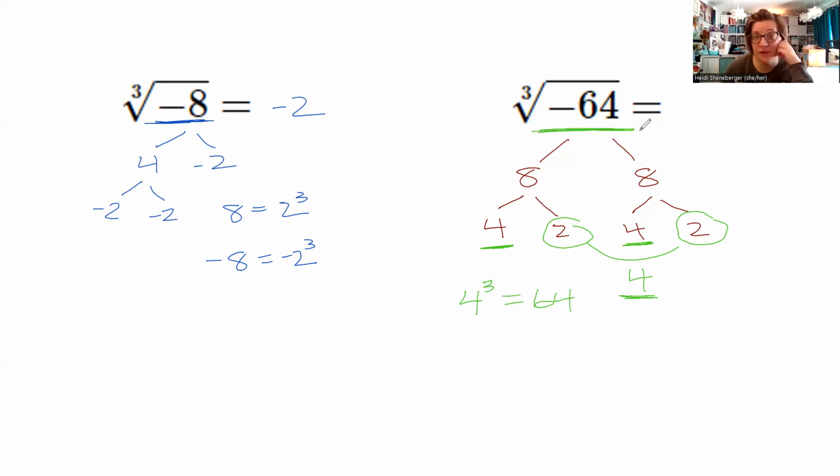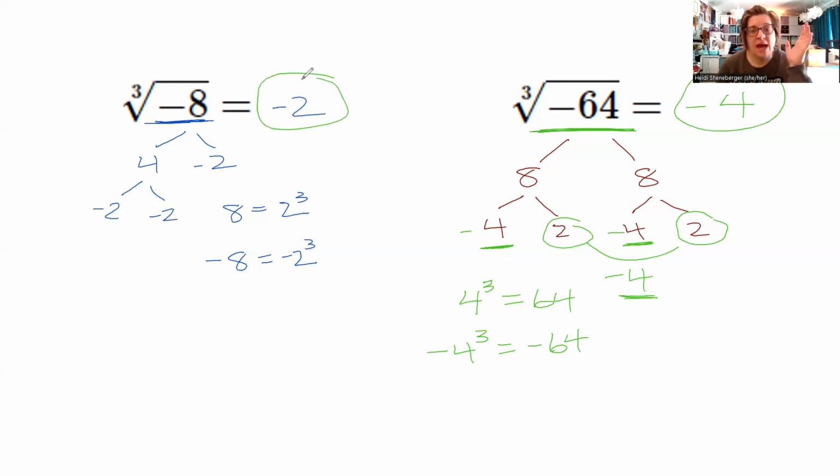But again, I can't forget it's a negative 64. So that means that -4 is really what I'm dealing with here in order to get a negative 64 answer. So -4 cubed gives me negative 64. That means that the cube root of negative 64 is going to be -4. Hope this helps. Carry on.